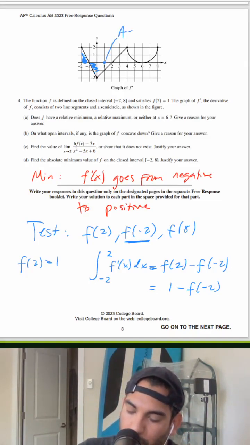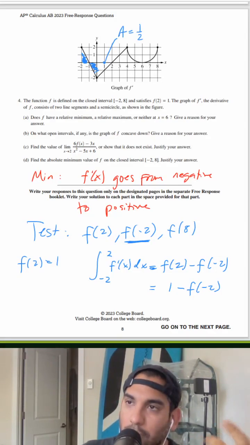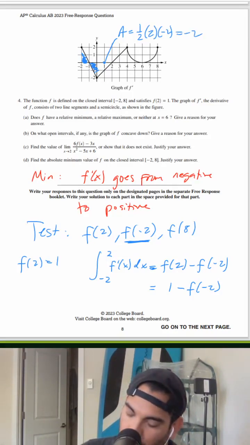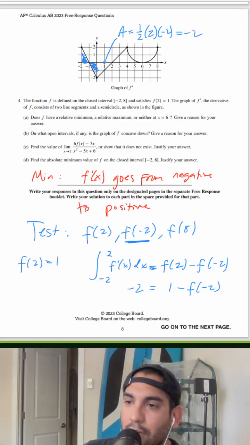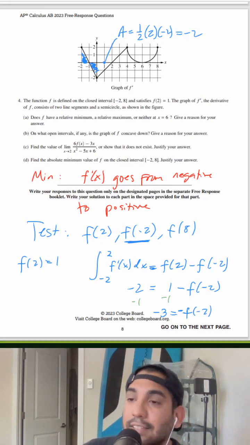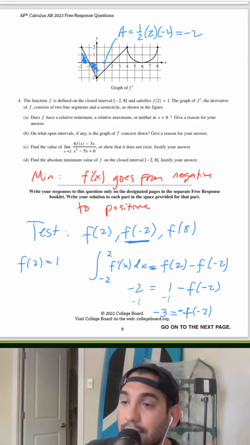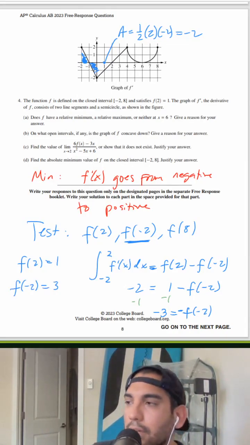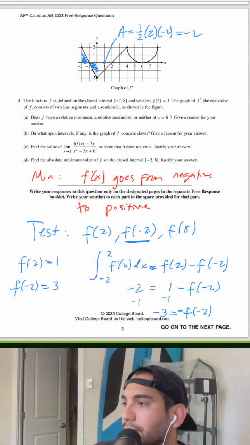So this triangle here, remember, it's a triangle, so the area is 1/2. The base is going to be 2, and the height is going to be negative 2. So this is going to be negative 2. And so now what we have, down on the bottom, we have our area, negative 2. And so what we can do is subtract the 1 to the other side, and we get negative 3 is equal to negative f of negative 2. And so that is going to tell us that f of negative 2 is equal to 3. I'm just going to put that up on the left side.